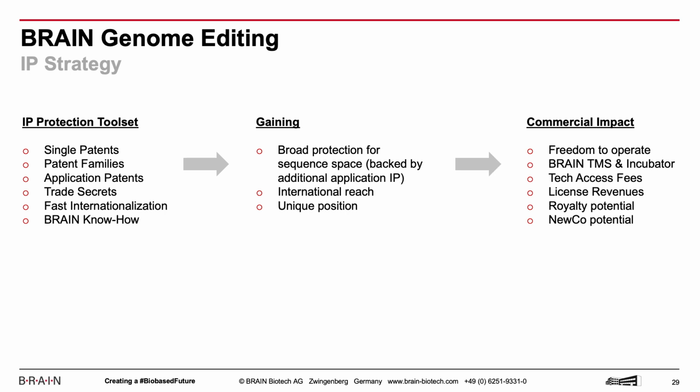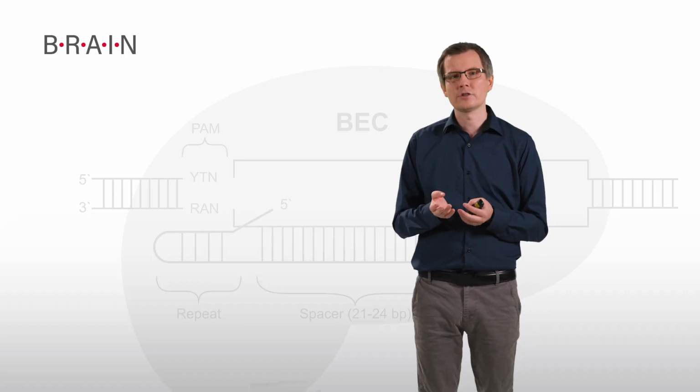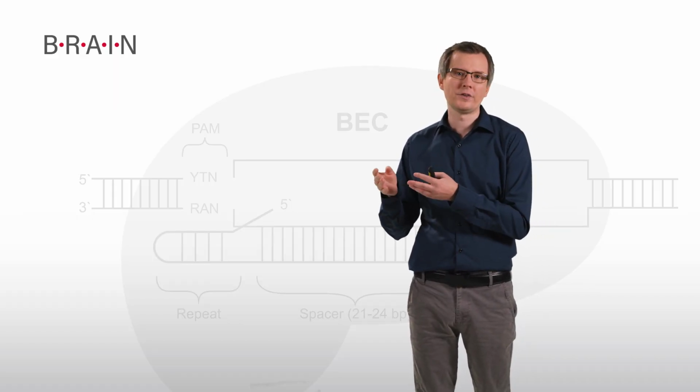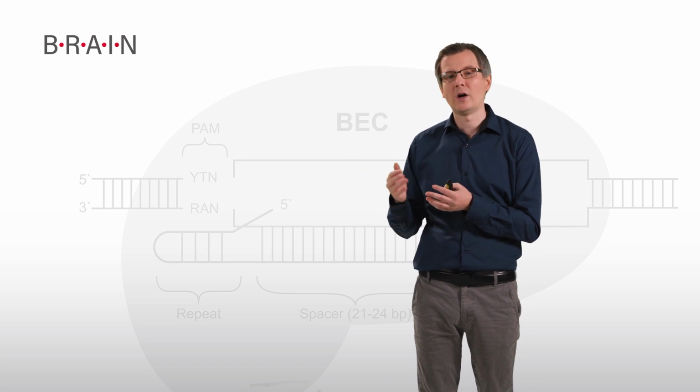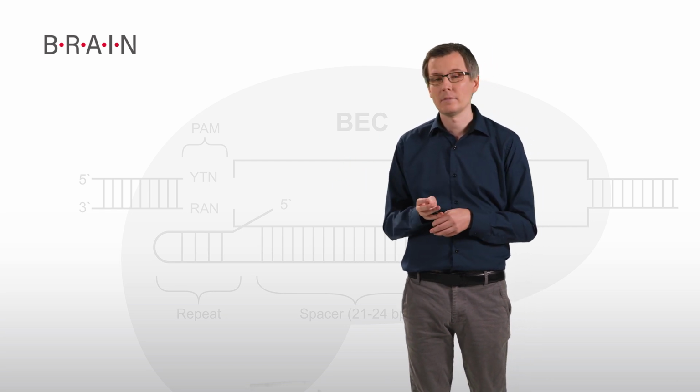And of course, during all this research and development, we've gathered a lot of knowledge about our BEC protein, and some of this we will keep as a trade secret inside of BRAIN, and this will never go public. What we would like to gain there is a broad application space for the protection of our sequences, backed up by the additional application IP. We would like to have a fast international reach and a unique position for BRAIN with the USP of our sequence for us and our partners and collaborators.